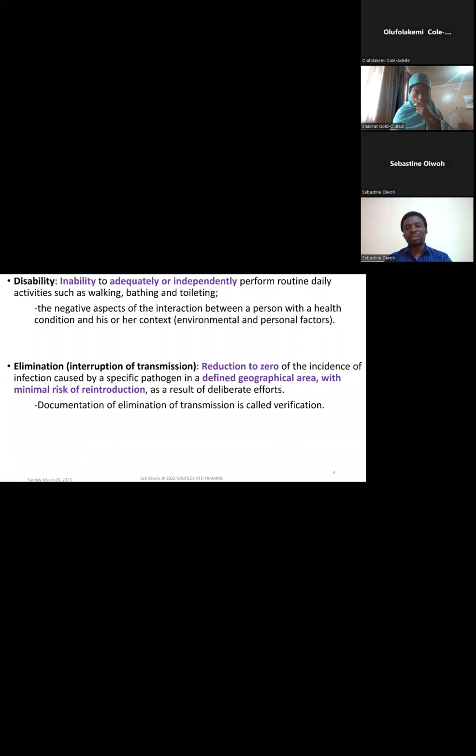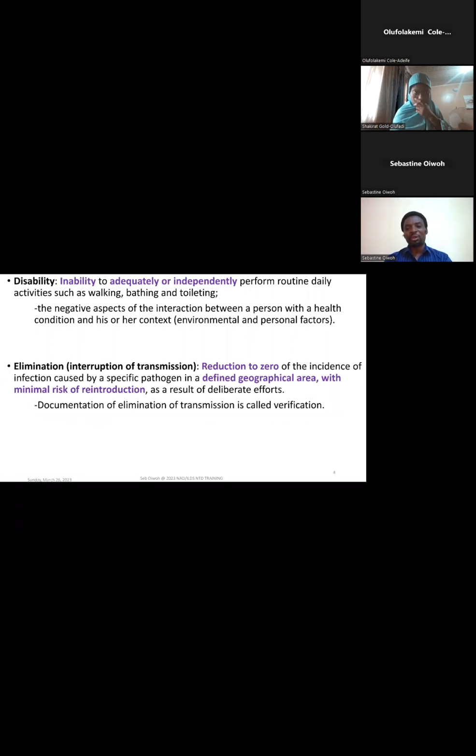The one that involves interruption of transmission, that's reduction to zero, is found in a geographical area with minimal risk for introduction. Then the next is elimination as a public health problem. That's achievement of a measurable target. Don't forget the previous we mentioned was reduction to zero by WHO in relation to a specific disease. This needs continued action. And of course, for this to be established, the process is called validation.